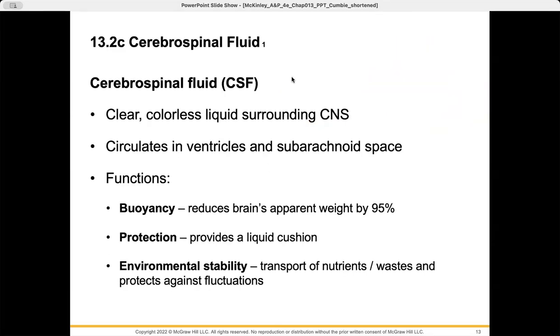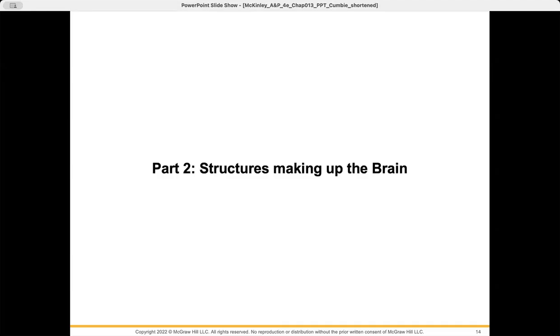So just to talk a bit about CSF, okay, which is our abbreviation for cerebral spinal fluid, it should be clear and colorless, okay? When people take cerebral spinal fluid and it has a cloudy or colored appearance, it's usually due to infection. And our cerebral spinal fluid circulates in our ventricles as well as in the subarachnoid space, so around arachnoid matter. There's a few functions. It provides buoyancy, reduces the weight of the brain, its protection as a liquid cushion, and environmental stability by transporting nutrients and wastes for the neurons. So cerebral spinal fluid is very good for our brain tissues.